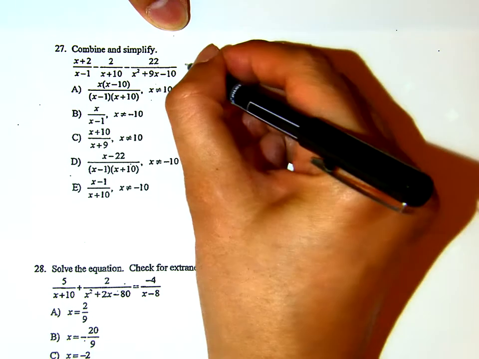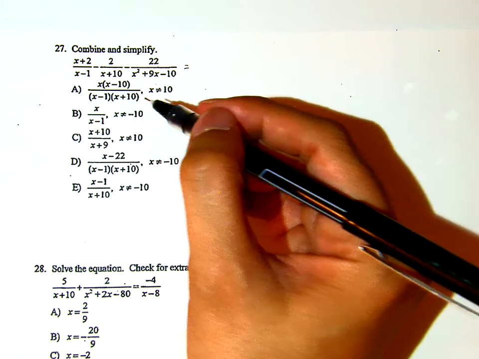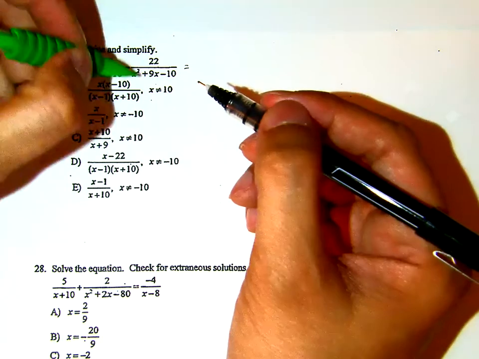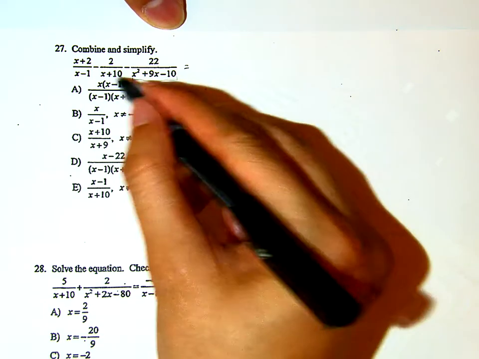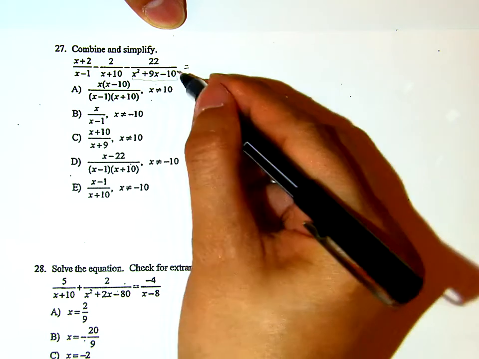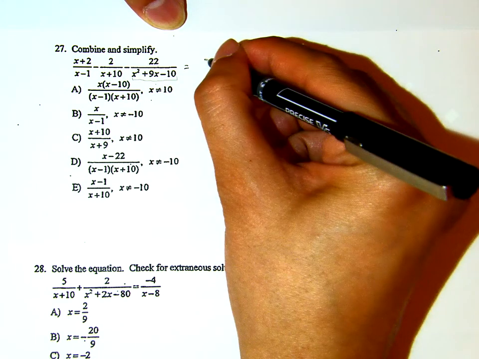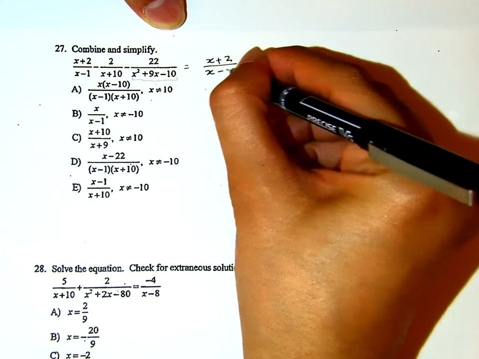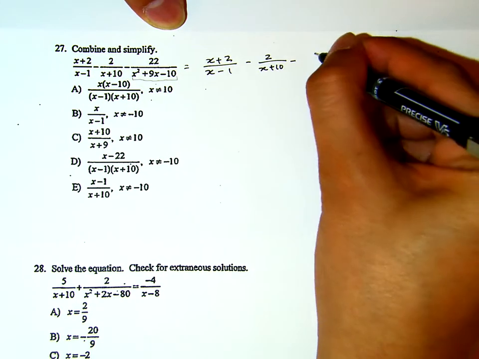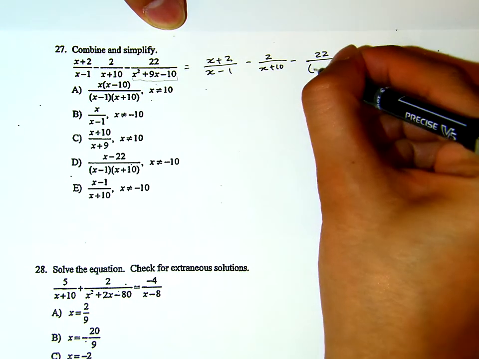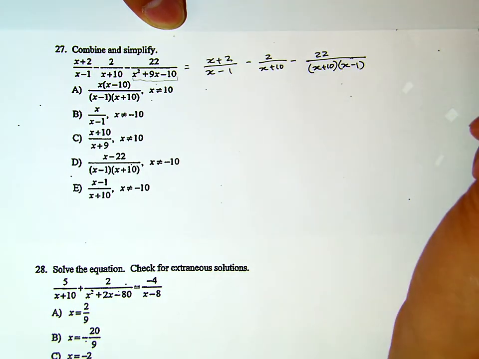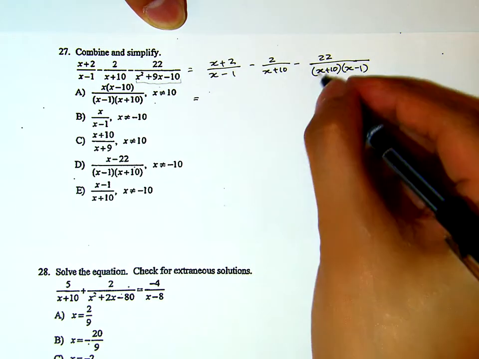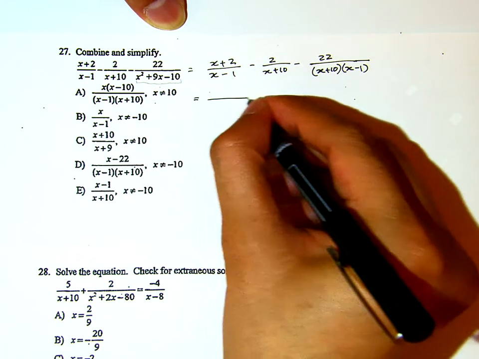Now, I will start by factorizing this part here, because I need an LCD, a common denominator, to combine them, but we can't really read the common denominator if this is not in factorized form yet. So this equals (x + 2)/(x - 1) - 2/x minus 22 over (x + 10)(x - 1). From here I see the LCD is (x + 10)(x - 1), right?